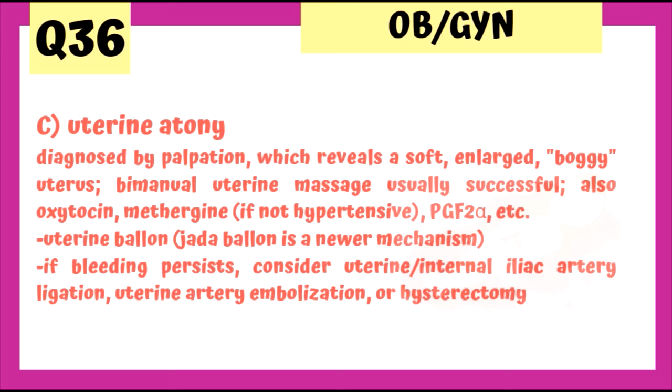But if bleeding just keeps on persisting with all of what they've done so far, we would consider a uterine internal iliac artery ligation, uterine artery embolization, or even, as a last resort, hysterectomy.